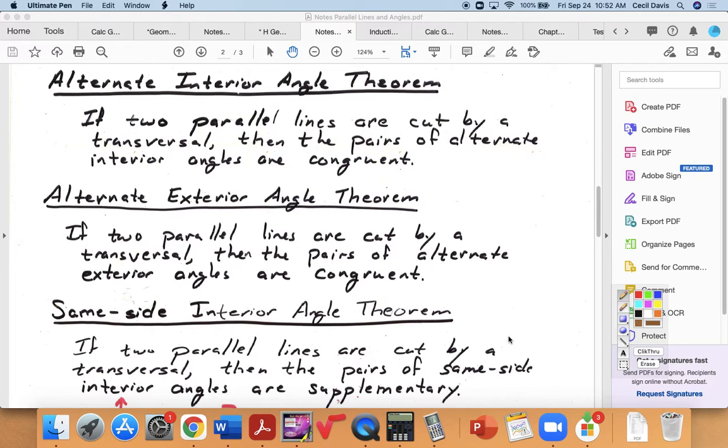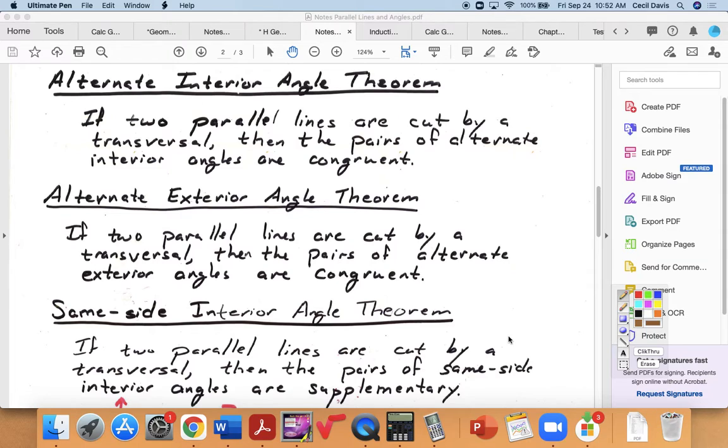So the alternate interior angles theorem says if two parallel lines are cut by a transversal, then the pairs of alternate interior angles are congruent. Likewise, if two parallel lines are cut by a transversal, then the pairs of alternate exterior angles are congruent. That's the alternate interior angle theorem and the alternate exterior angle theorem. And then the same side interior angle theorem says if two parallel lines are cut by a transversal, then the pairs of same side interior angles are supplementary.